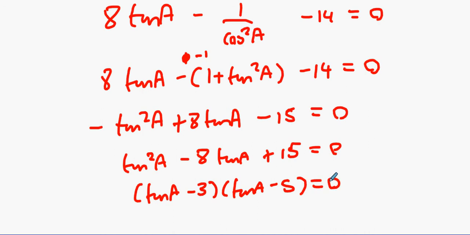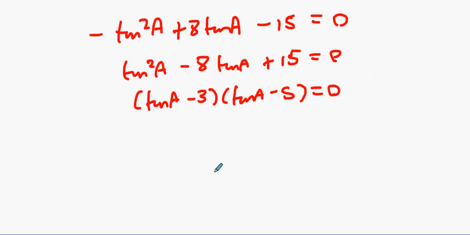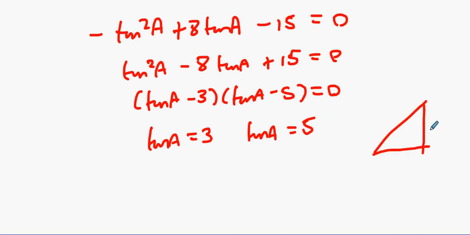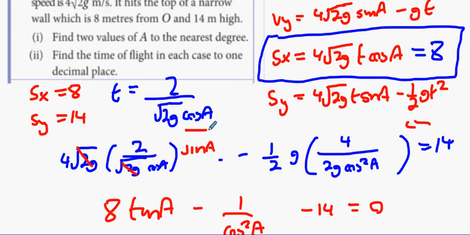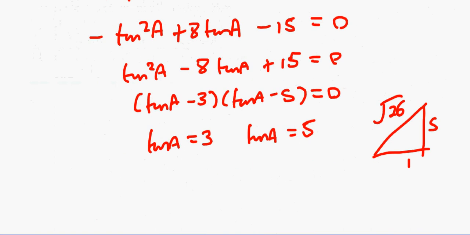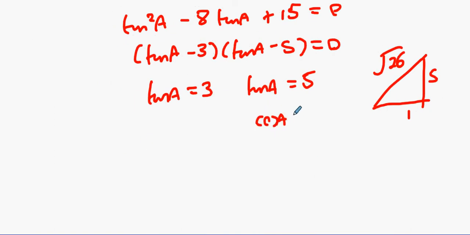So 2 relatively high throws, aren't they? Either way, two high throws. So tan alpha equals 3 and tan alpha equals 5. If you want ridiculous accuracy, don't use decimals and don't round off your angle. See the way that's 5 and 1? That means that'll be root 26. And what do we need for the time of flight? We need to know what cos alpha is. So one value of cos A would be 1 over root 26. No rounding off required.